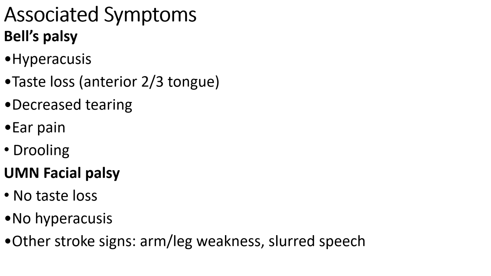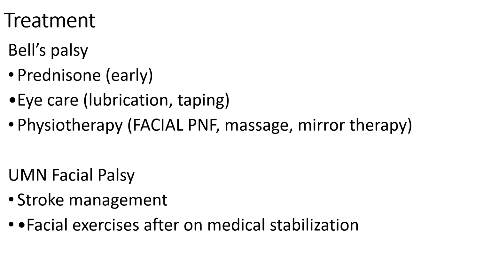The associated symptoms in Bell's can be hyperacusis, taste loss, and decreased tearing. In upper motor neuron facial palsy, no taste loss would be present, but other stroke signs can be there. For treatment of Bell's palsy, we have prednisolone in the early stage. Eye care needs to be done for lubrication and taping, and physiotherapy needs to be done. For upper motor neuron facial palsy, we have stroke management, which needs to be taken care of, and facial exercises after medical stabilization.